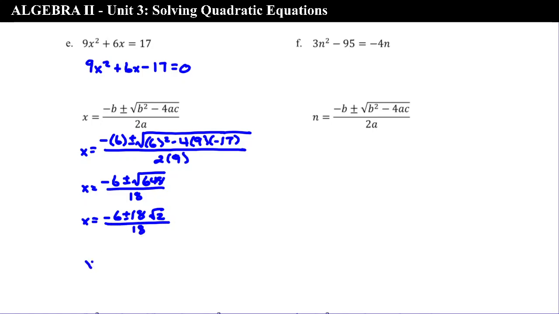And then when we simplify that down, you can actually break it up if you'd want to, because we're going to end up with negative 1/3, because negative 6 over 18 is negative 1/3, plus or minus the square root of 2.